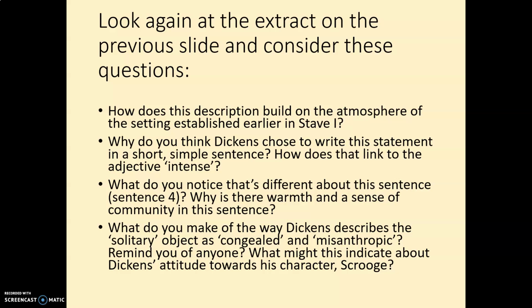So look at the short sentence. What do you notice that's different about sentence 4? Why is there warmth and a sense of community in this sentence? And then what do you make of the way Dickens describes the solitary object as congealed and misanthropic? If you're not sure of those words, look them up. How does this link to Dickens's attitude towards Scrooge, how he's trying to convey that character towards us?